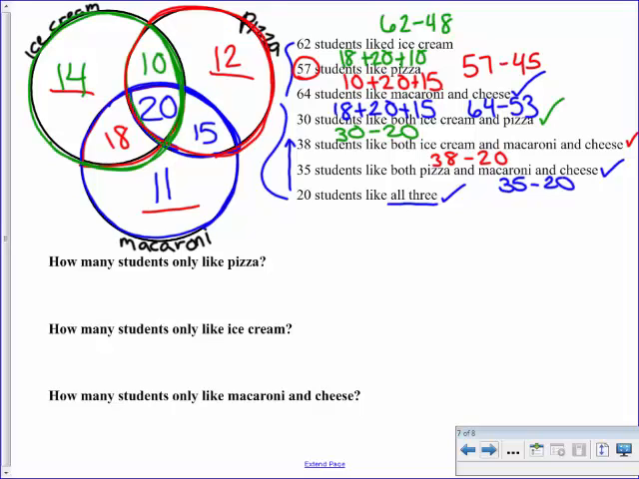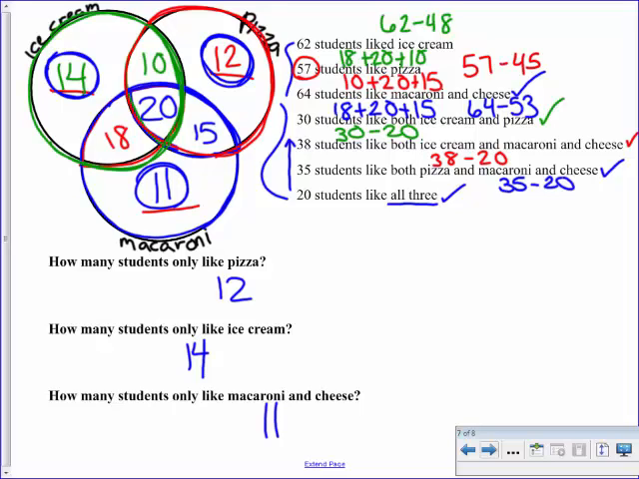So remember, start from the bottom up, and we just continue to add and subtract, add and subtract. And now we can read, how many students only like pizza? Remember, that only part means that we're just looking at this number here because it's not touching any of the other bubbles or intersections. So 12 will be how many students only like pizza. How many students only like ice cream? That's the 14 that we found out last. And finally, last question, how many students only like macaroni and cheese? That's the 11 there. Okay, and the setup's normally the same for all of these, like I said, where you start from the bottom and work your way up.